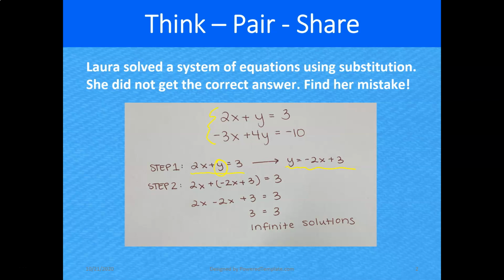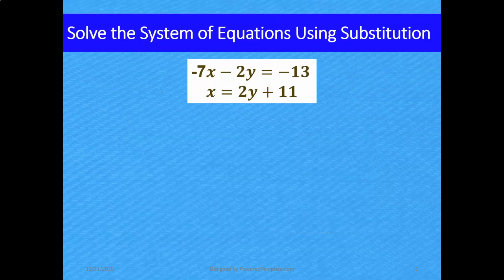What was it? In step 2, you'll notice that Laura then took that same equation and plugged it in for y. You cannot do that. Instead, she should have taken the second equation for step 2 and substituted the negative 2x plus 3 for the y in that one. All right, so let's move on and do some examples so that you have good practice before you jump into your Pearson practice.